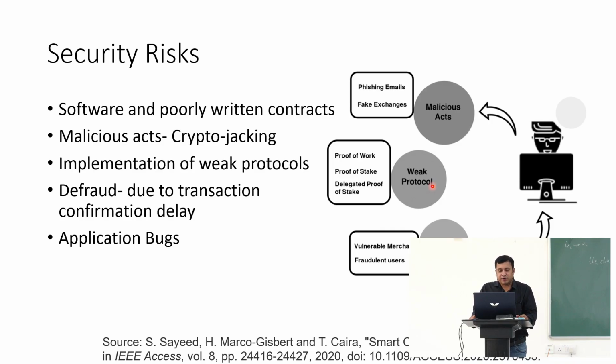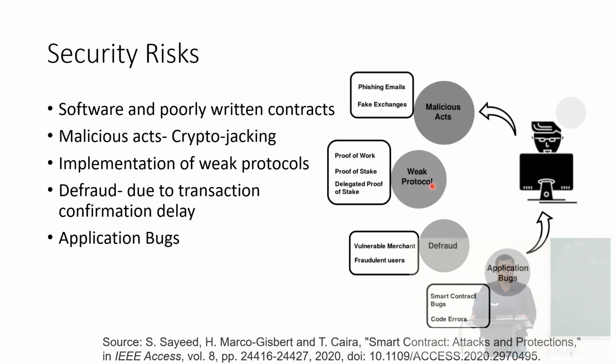Coming to the application bugs. Smart contracts should be bug free. If loopholes are there, it may lead to unexpected behavior of the contract. It may allow an adversary to steal the money from the contract itself. It can allow one to manipulate other users or impersonate other users. So based on these application bugs, we'll see the different types of vulnerabilities.